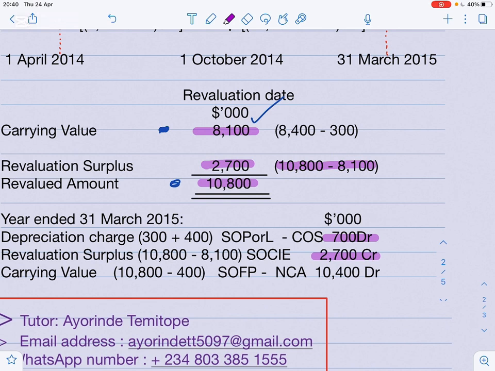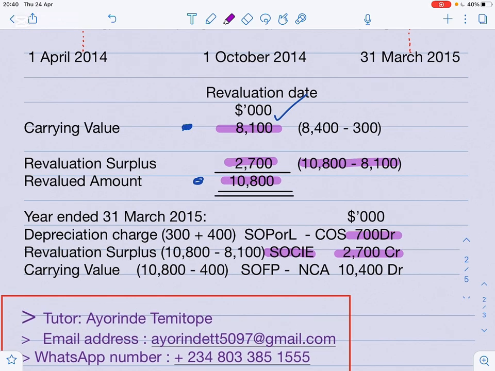It will go to statement of changes in equity, and that same figure will also find its way in statement of financial position under equity. And just in case the examiner is asking you to prepare statement of profit or loss and other comprehensive income, so immediately you determine the profit for the year.